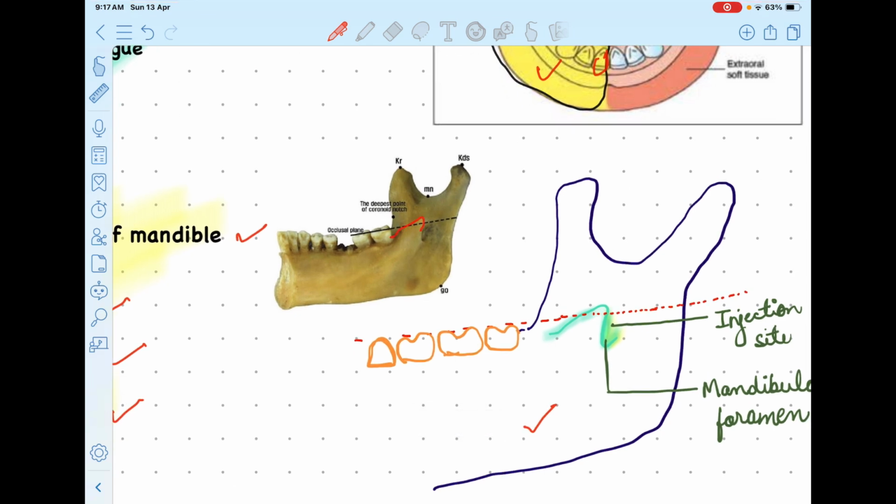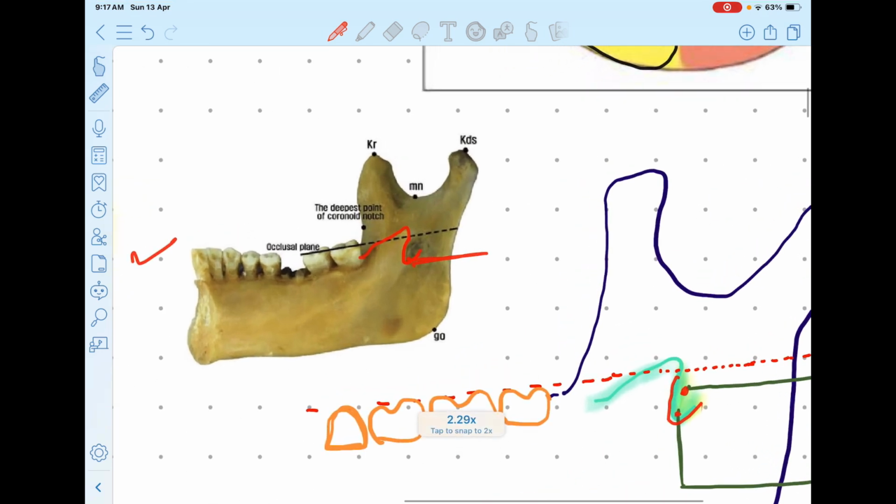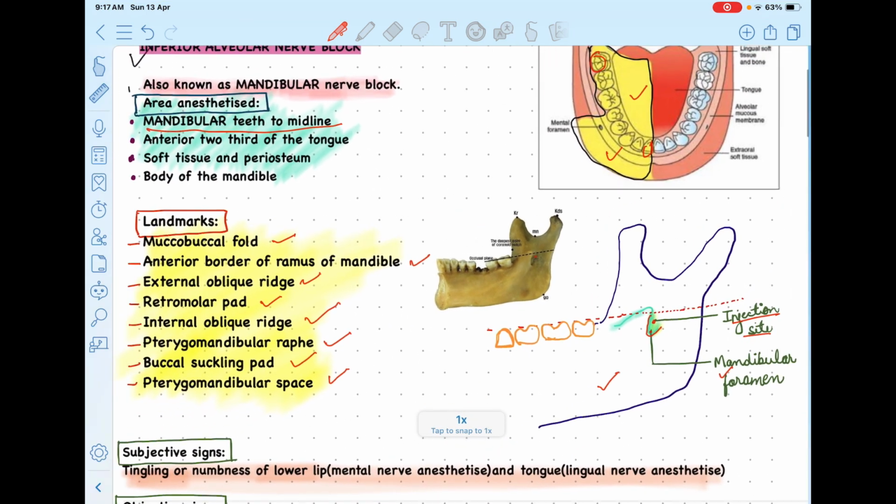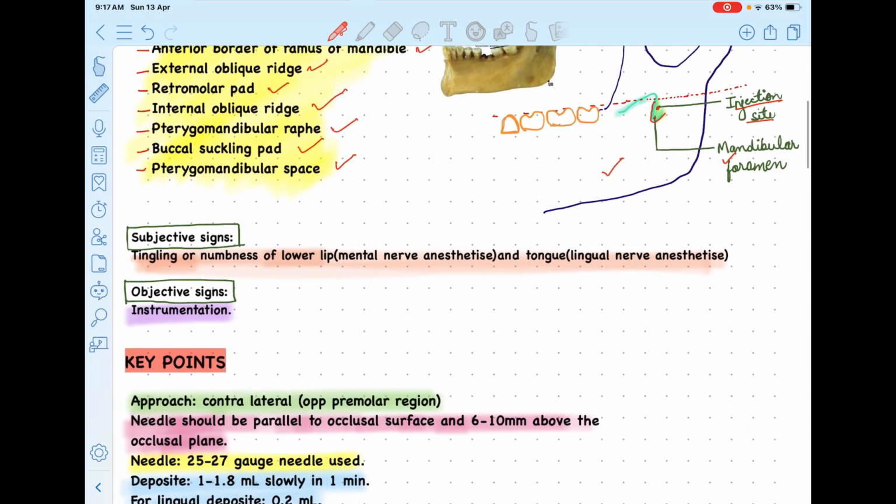See the structure. This structure is lingula. I have made the same here also, and this is the mandibular foramen. So here is the mandibular foramen, and this is the injection site in the mandible, okay, just above the mandibular foramen. I think you will be able to tell.